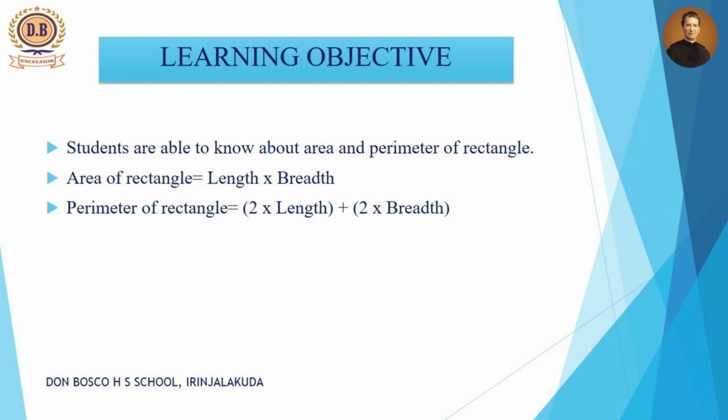Now, what do you mean by perimeter of a rectangle? Yes, perimeter is nothing but we need to add the sides of the rectangle. That is, the formula for perimeter of rectangle is equal to 2 into length plus 2 into breadth. I repeat, perimeter of a rectangle is equal to 2 into length plus 2 into breadth.